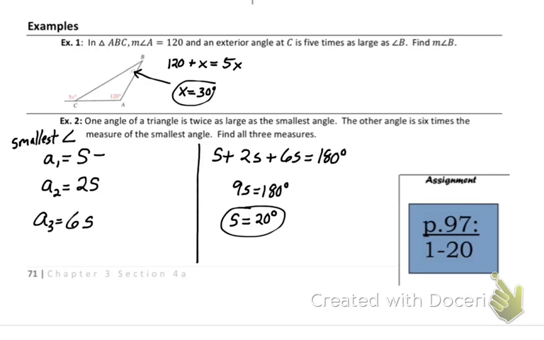So that means one angle is going to be 20 degrees. This angle is 2 times S, so that's 40 degrees. And our final one is going to be 120 degrees. And real quick, I'd go 120 plus 40 plus 20. That's 60 plus 120 is 180. We're good. It's always good to do that little check, especially if you're on a test.